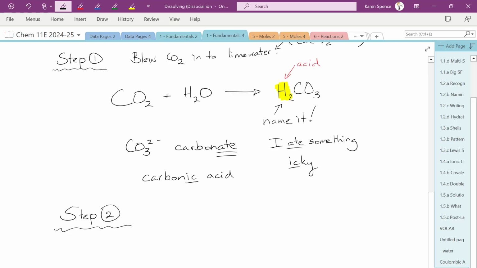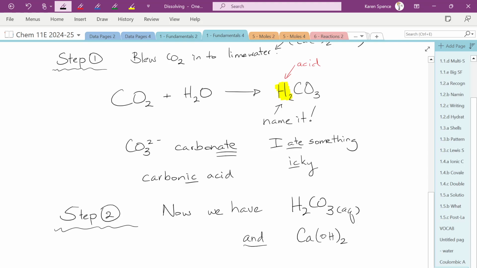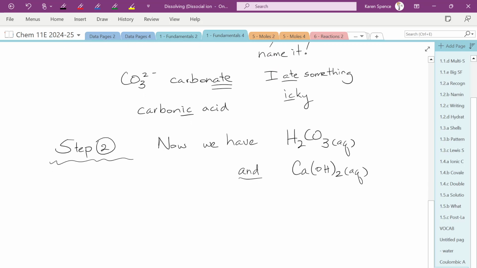now in our beaker, H2CO3, which is aqueous. And what's the other thing that's in our lime water? The lime part? Calcium hydroxide, yeah. My goodness, those two things together, hey?